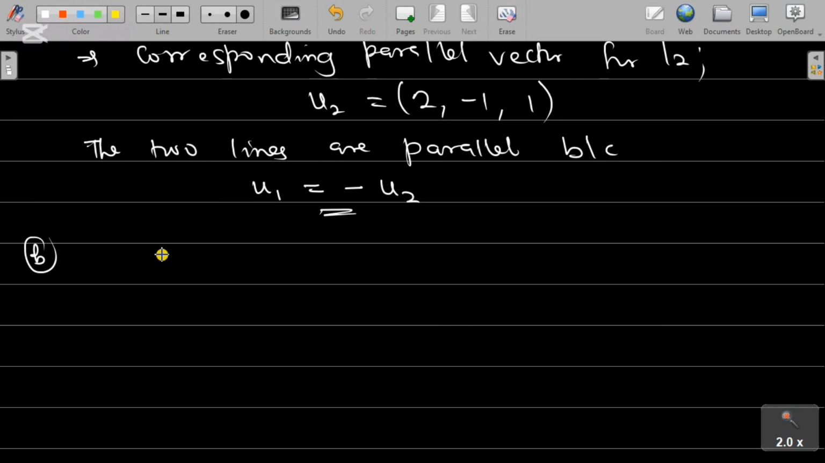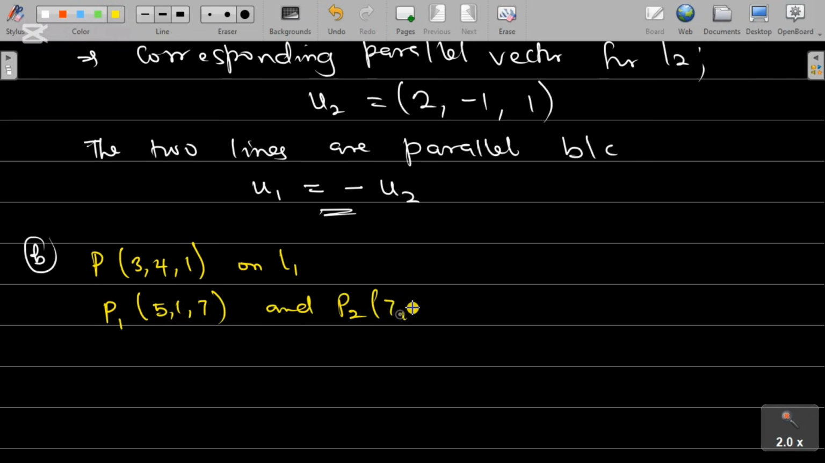Suppose we pick the point, they said suppose you pick the point 3, 4, 1 on L1. Next, pick 2 points on L2. So we pick 2 points on L2. Call it point 1, which is 5, 1, 7, and point 2, which is 7, 0, 8. Both of these are on L2.